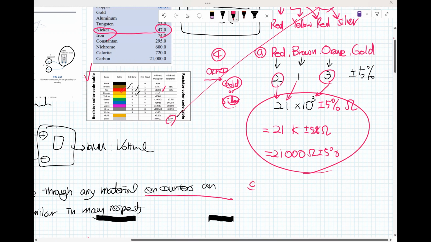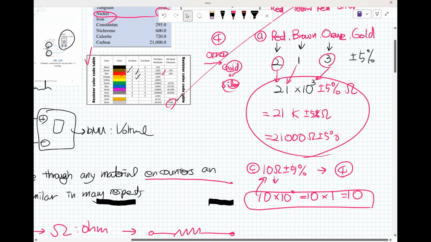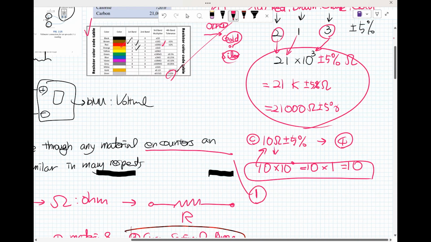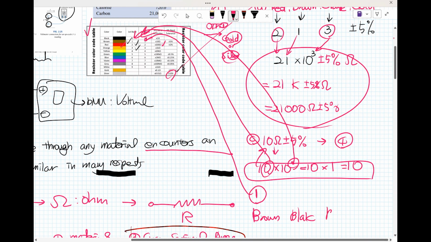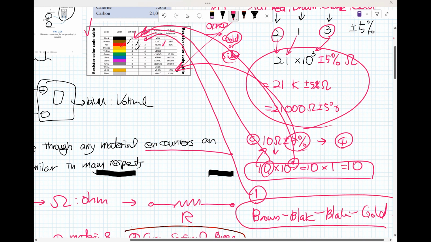Okay. So one more thing. 10 ohm plus minus 5%. What are the four colors? So for this case, 10 times 10^0 is 10 times 1, which is 10. So 1 is what? The brown, right? What is the 0? The black. And the multiplier 10^0 is what? The black. Brown, black, black, and plus minus 5% is what? The gold. So the answer is brown, black, black, gold. Okay, something like this. Okay. Any questions?